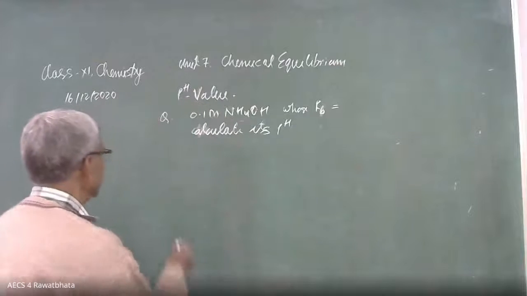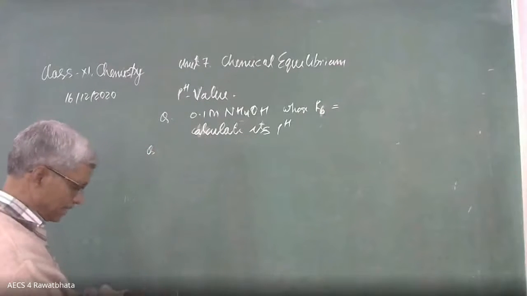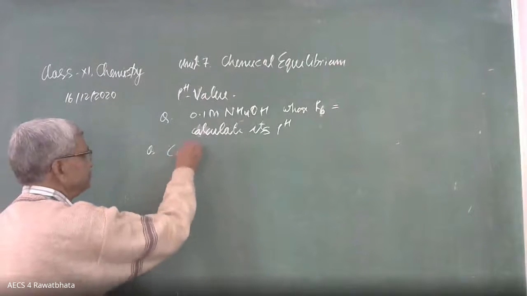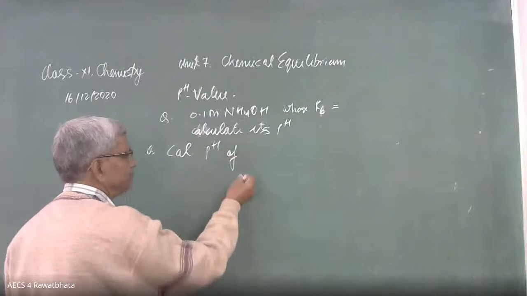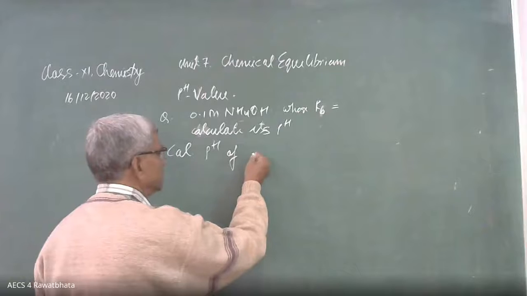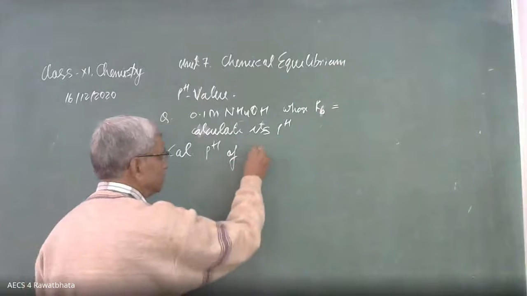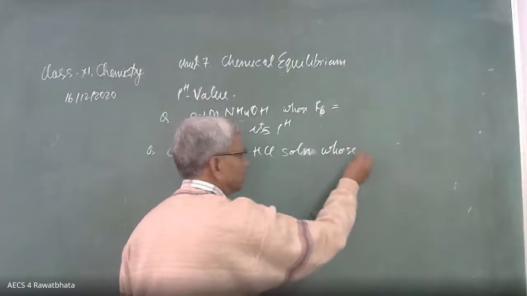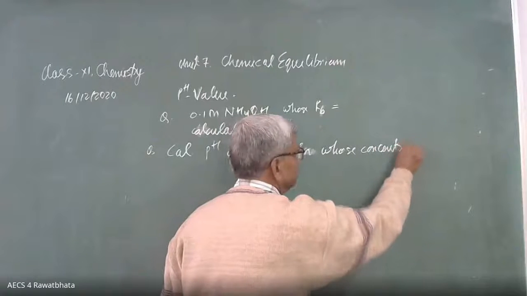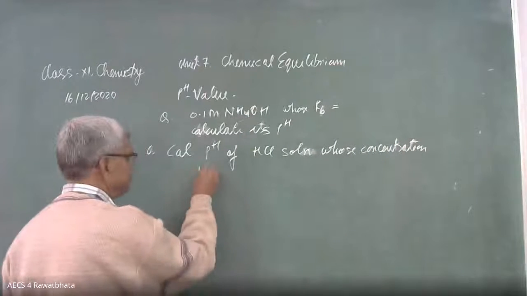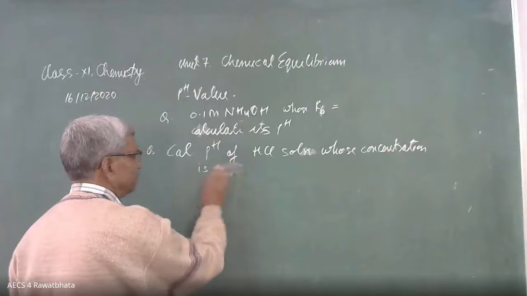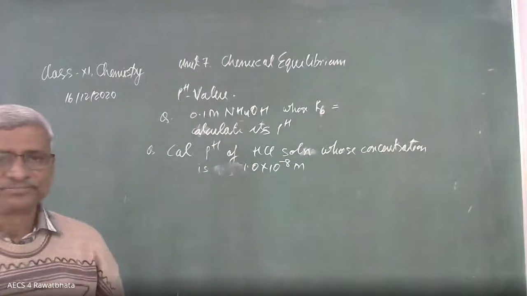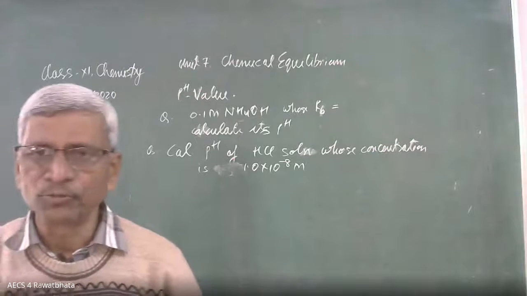Okay, I'm taking the next numerical. The question is, calculate the pH of an HCl solution whose concentration is 1.0 into 10 raised to power minus 8 M, whose concentration is 1.0 into 10 raised to power minus 8 M.